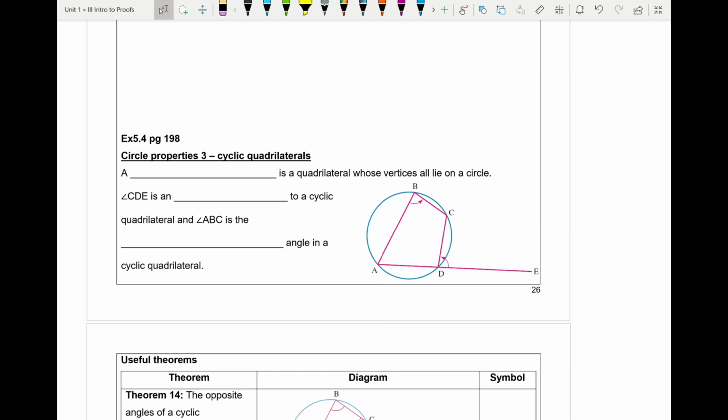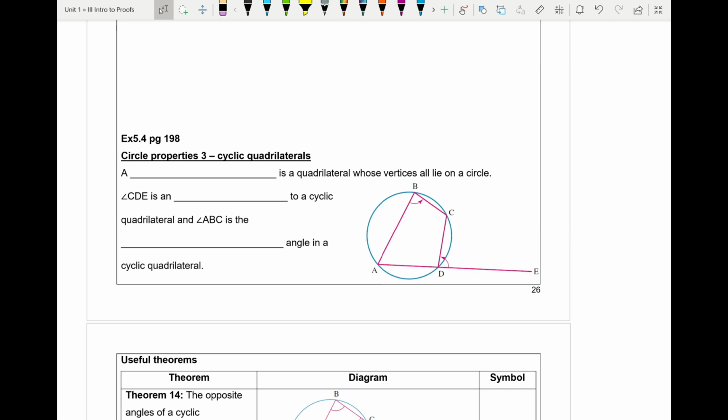Okay, our last video on circle properties is looking at cyclic quadrilaterals. So if we have a circle and we place a quadrilateral inside that circle, we get some unique properties that we can use to our advantage. First of all, let's define all of these terms that we're using.